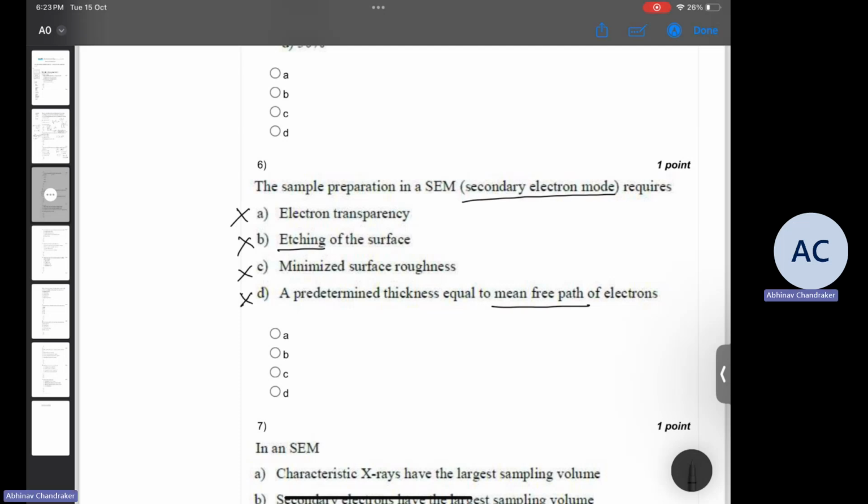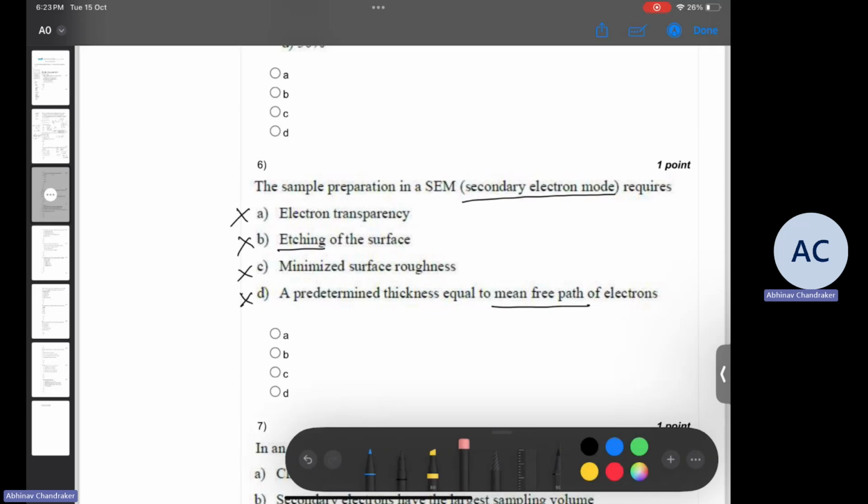But now, since all the options seem to be wrong, I think the closest option to what is being asked is B, etching, because in case you have metallic samples where you usually want to look at your phases, or what are the different phases as well as what are the sizes of the phases. So for that you want to highlight the boundaries that are between those phases. It could be different grains or precipitates.